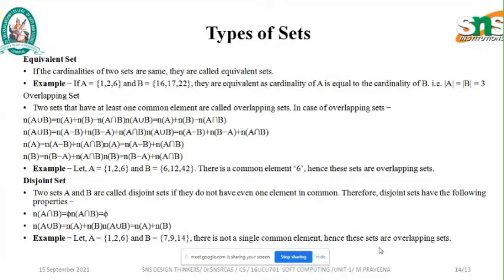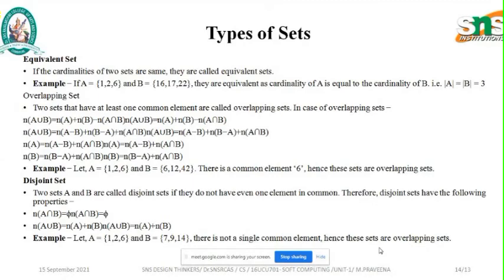Two sets that have at least one common element are called overlapping sets. For example, take set A equal to {1, 2, 6} and set B equal to {1, 16, 17}. Both have the same element 1, so it is called overlapping.